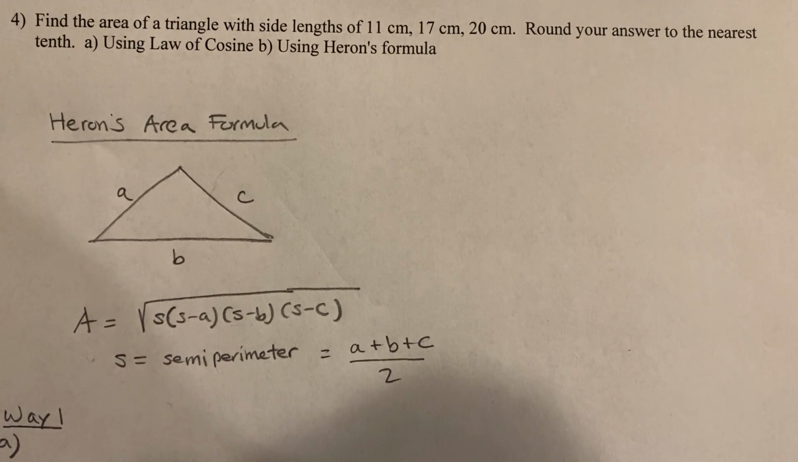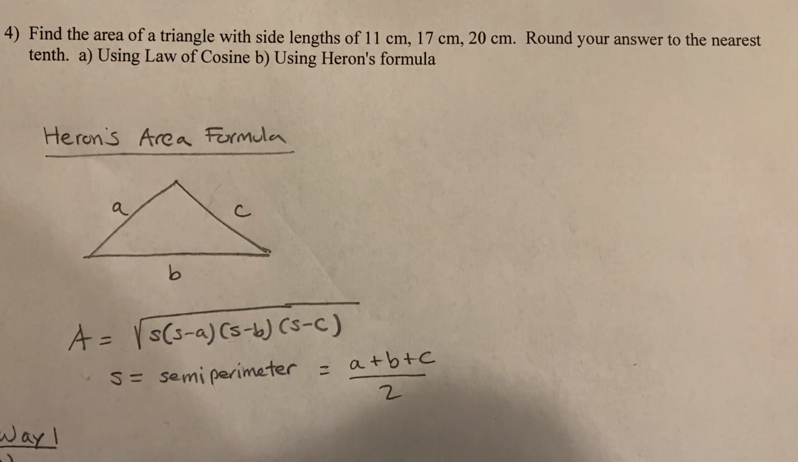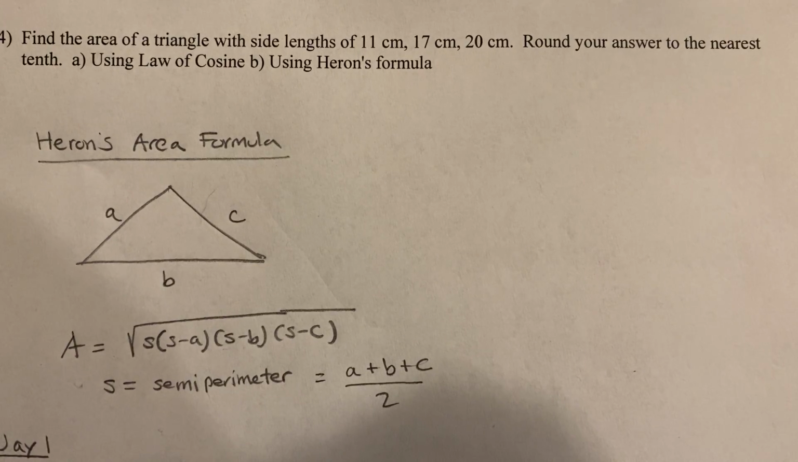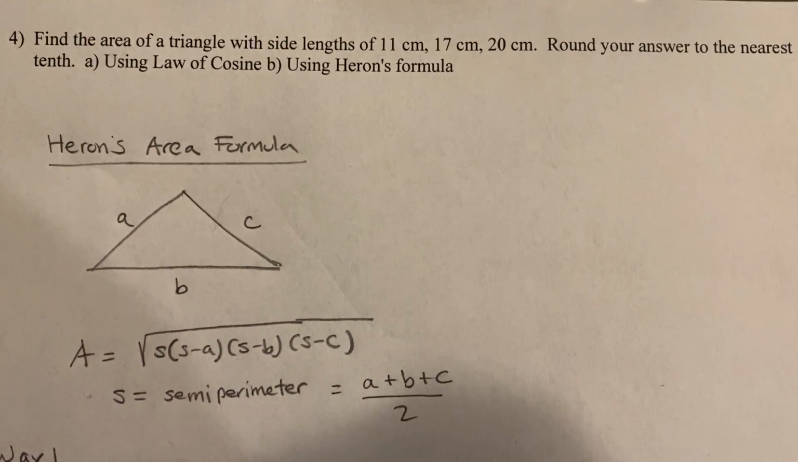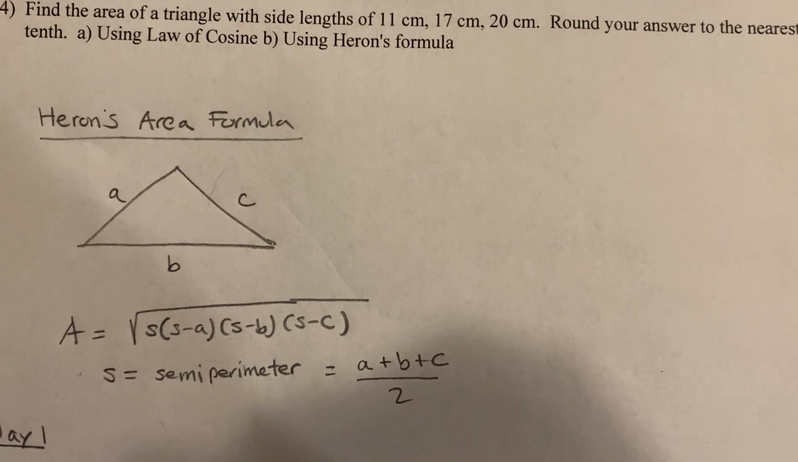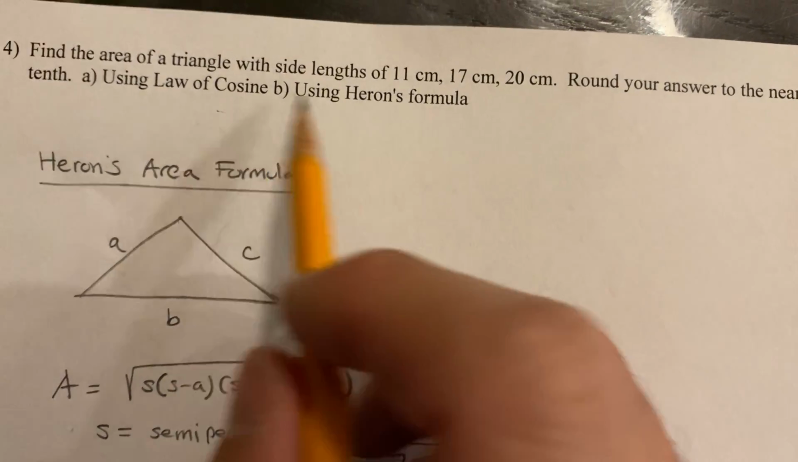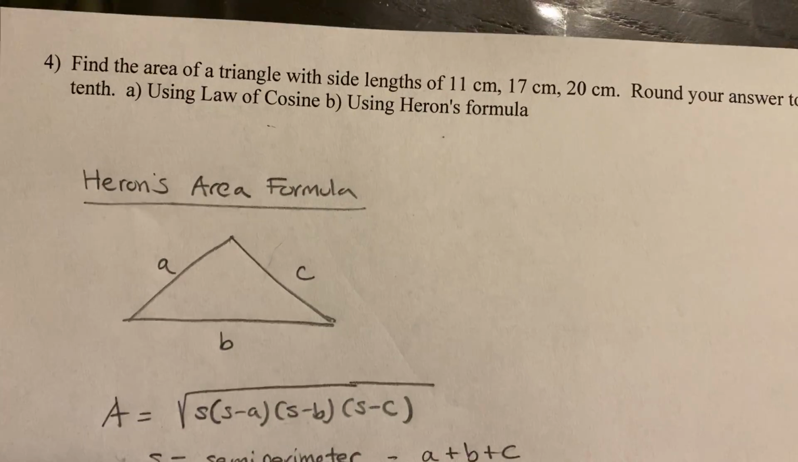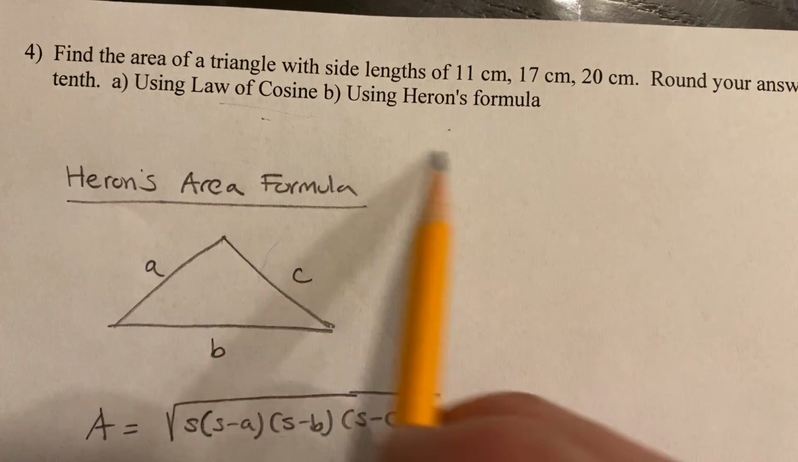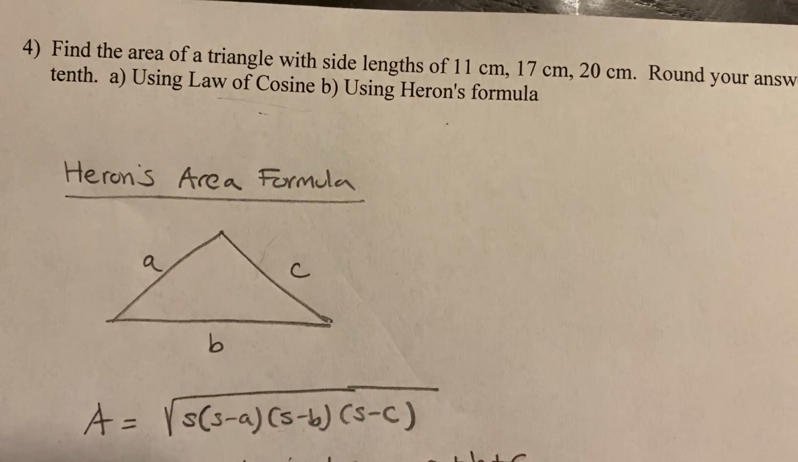All right, so in this last example, we're asked to find the area of the triangle with side lengths 11, 17, 20 centimeters. Round your answer to the nearest tenth. And it's asking us to do it in two ways, okay? Using the law of cosine and then using Heron's formula. I'm going to use law of cosine first, and then I'll explain Heron's formula with you in a minute here.